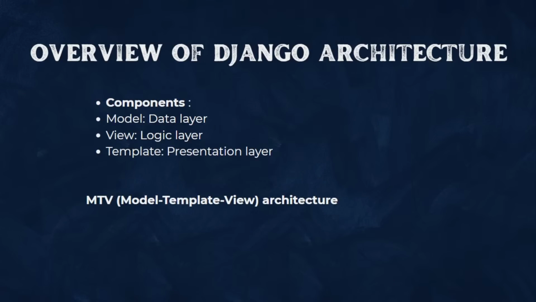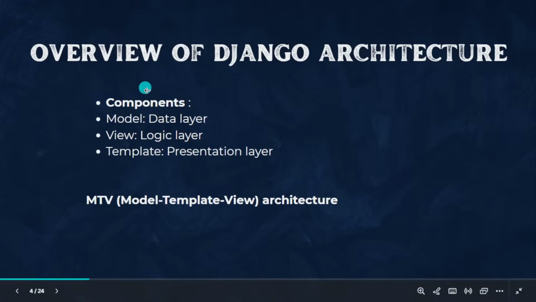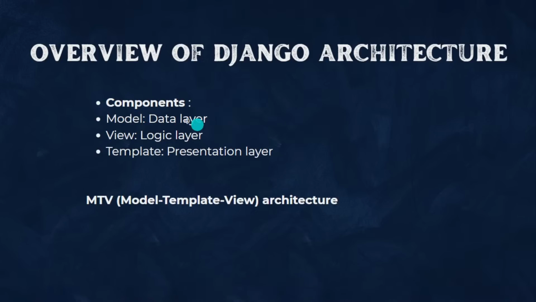Okay, what are the components in Django? This is the overview of Django architecture. Basically, Django follows an MTV architecture. MTV is nothing but model, template, view. Basically, the model handles the data, that is called the data layer. The model handles data-related things.